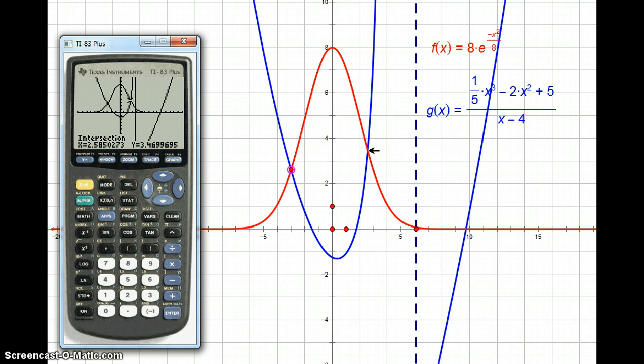So if somebody asked you to solve something that's as hideous as 8 times e to the negative x squared over 8 is equal to the rational expression with a numerator 1/5 x cubed minus 2x squared plus 5 and a denominator of x minus 4, algebraically, that's beyond our ken. We don't know how to do that. We can't deal with something that has both polynomial components and exponential components mixed together. So with the aid of some technology here, we can actually find the solution to that. We can find that point of intersection between those two, which would represent the x value of that equation.